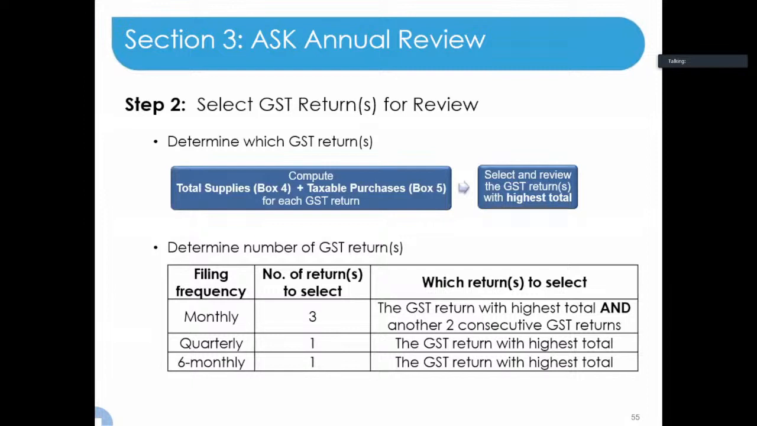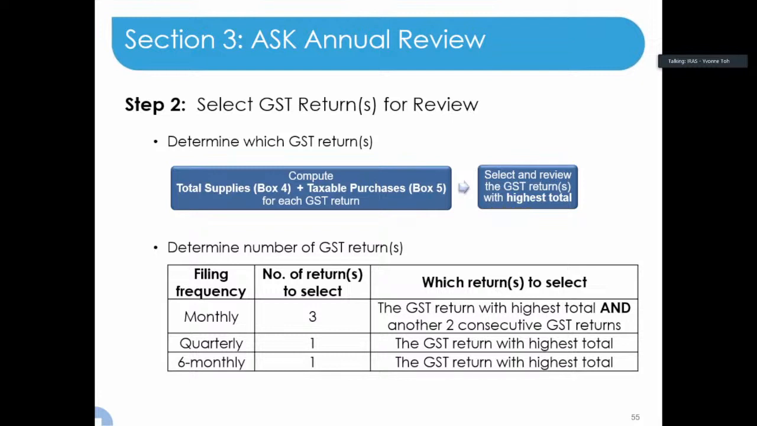Okay, so I was saying before the break, we completed step 1 of the ASK annual review. So now let's continue to step 2. In step 2, we are supposed to select the GST returns for our review. ABC should be selecting the return that has the higher total supplies and purchase value. So in template 1, it will be highlighted with an orange cell that I will show you later.